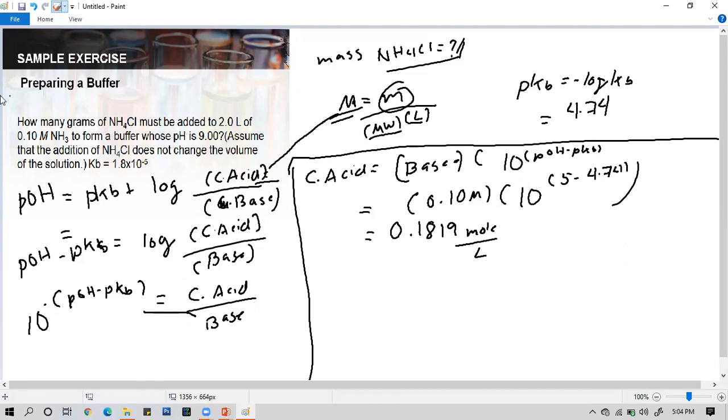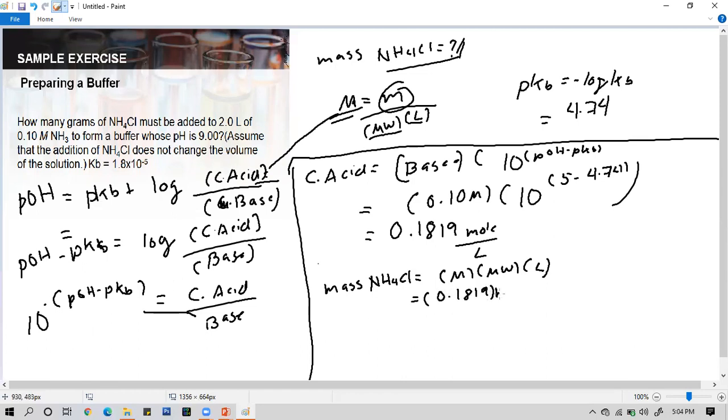This is not yet the final answer, because we are looking for the mass, or how many grams of ammonium chloride. Now, we go back to this formula. We already got the molarity. So, therefore, the molecular weight and times liters. So, the mass of ammonium chloride is equal to the molarity times the molecular weight or formula weight times liters.